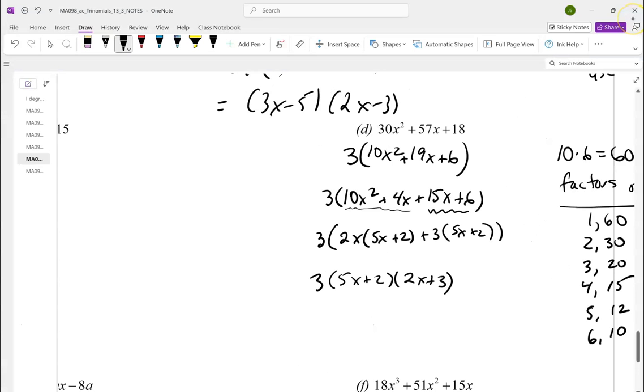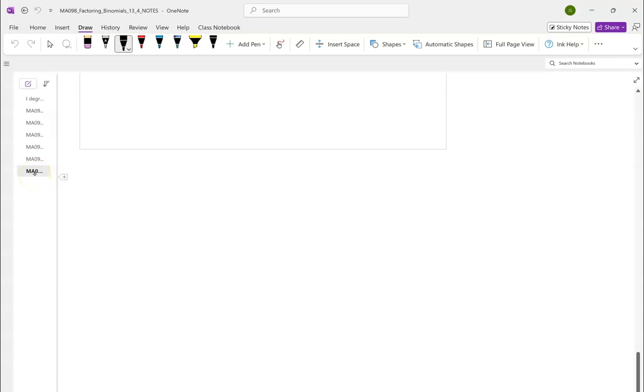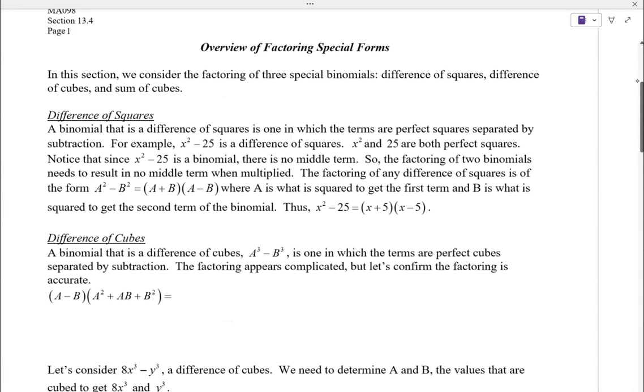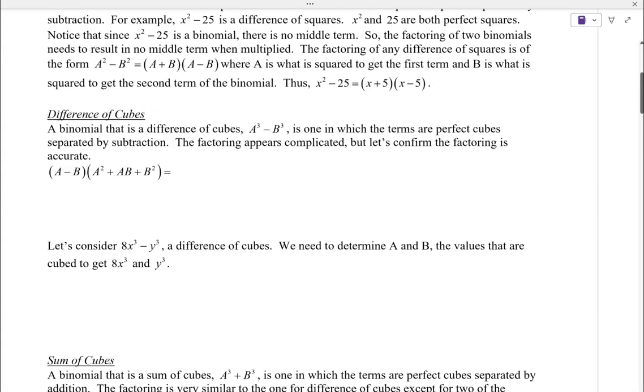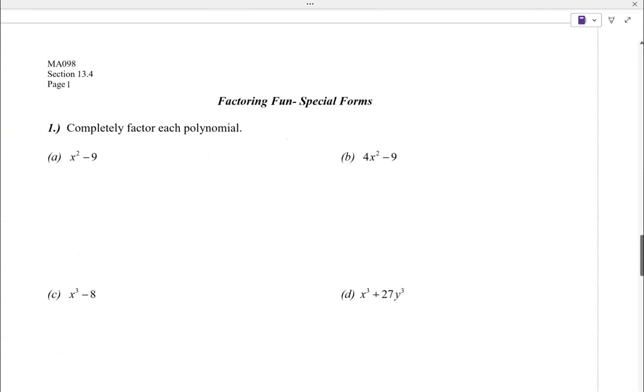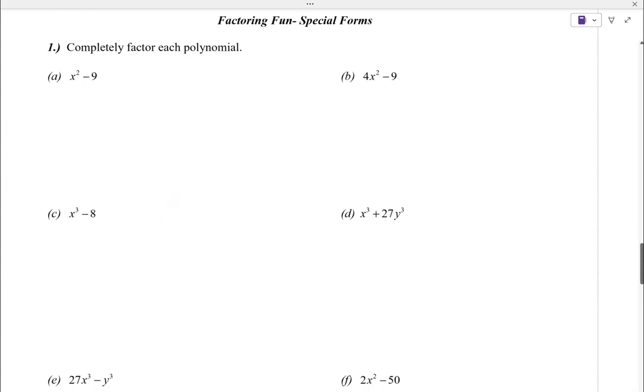Let's go ahead and talk about the new stuff, where it talks about what we refer to as special forms. So, before we go through the notes real quick, let me just look at the page of the practice problems that I handed out. I'm not going to do them right this second. I just want you to look at them.